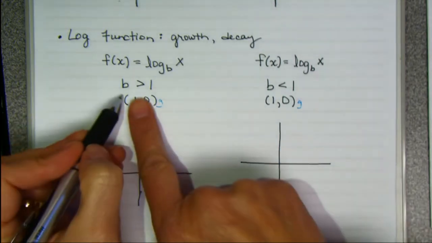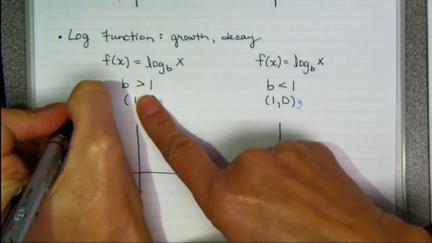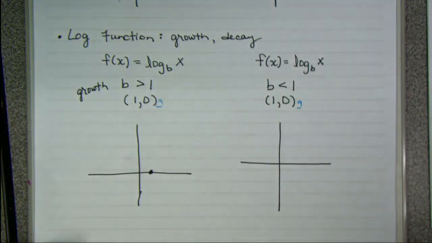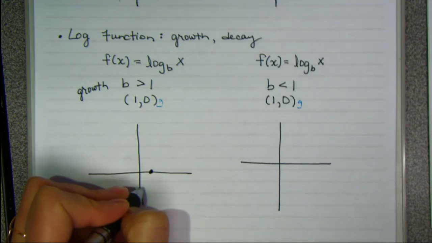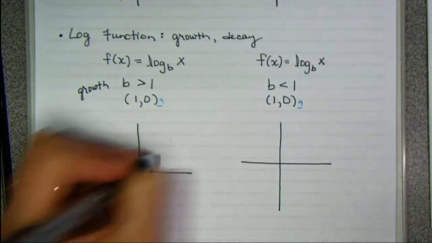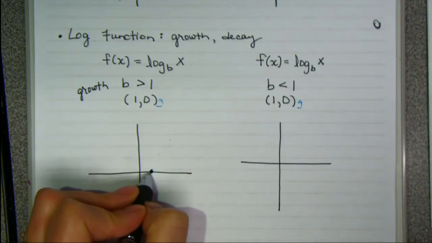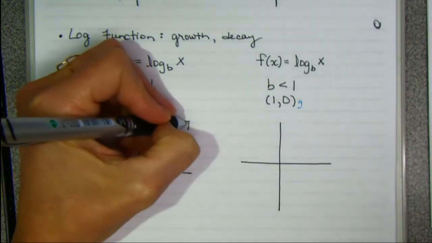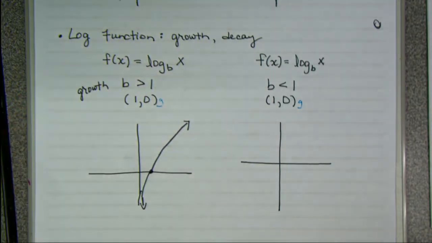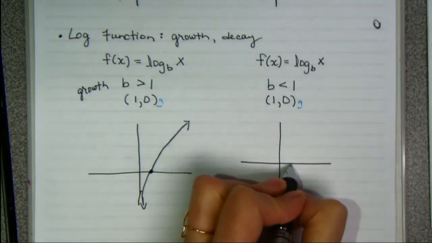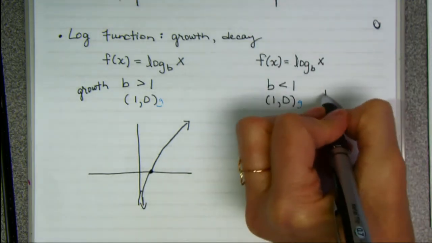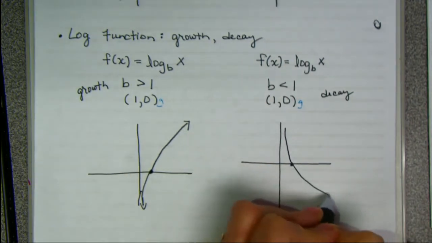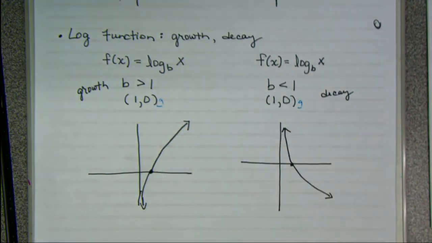All right, so when b is greater than 1, again, that deals with growth. It passes through 1, 0. Let's see if I can make this. And it looks like, whoops, seriously, my pen is not good right. There we go. And so here, b less than 1, decay, would look like this.